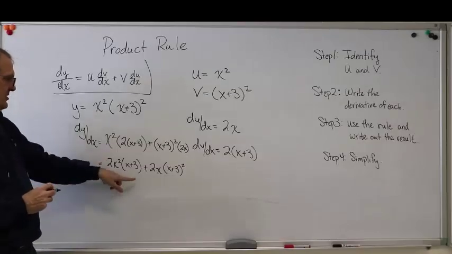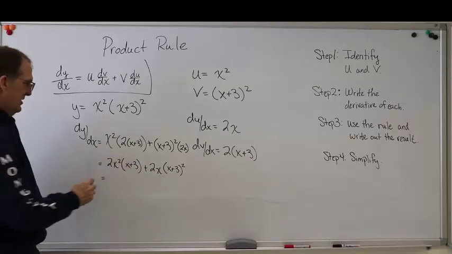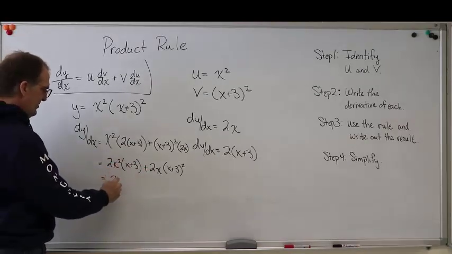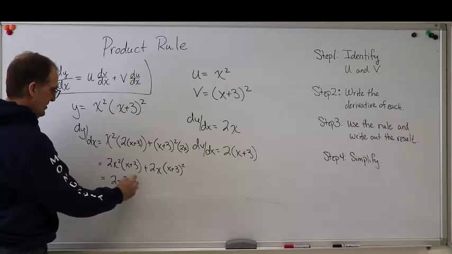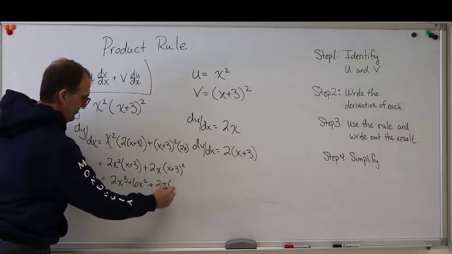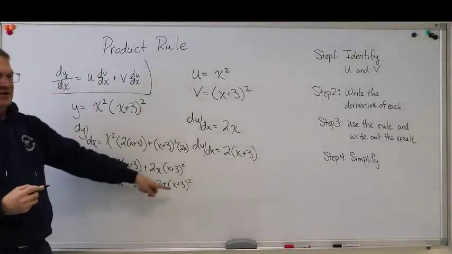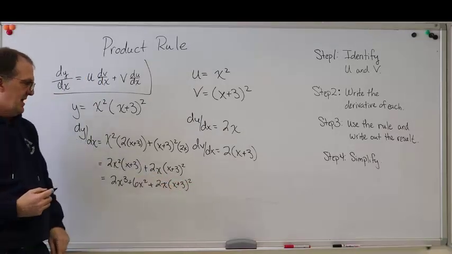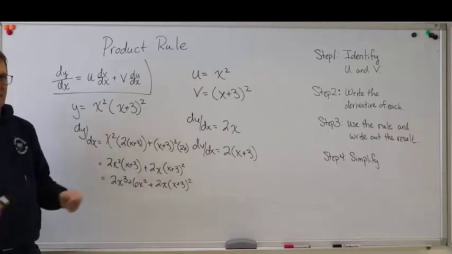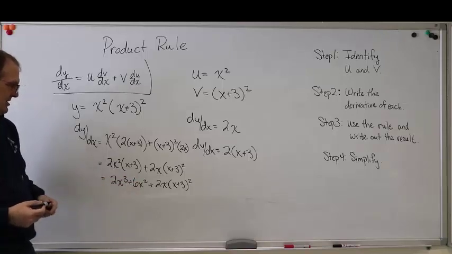Once we've gotten to here, we can multiply these brackets out, at least for the first part, and possibly combine it with the second. So we have 2x cubed plus 6x squared plus 2x(x + 3) squared. You won't be asked to expand that, especially if it's a third or fourth power. So we can leave it like that and just leave this simplifying as it stands.